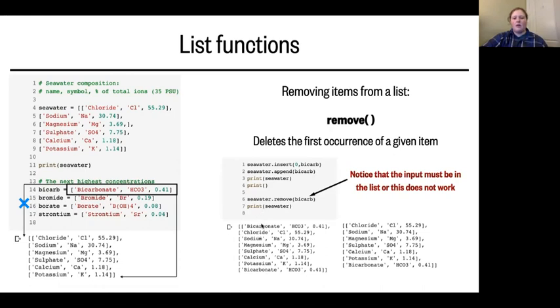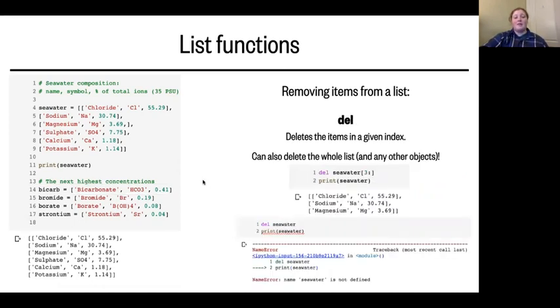And now we say, oh no, I don't want it at the beginning. So what you can say is seawater dot remove bicarb, and that's the bicarbonate item here. And what it's going to do is remove that first item, but it's going to keep the last one intact. So it will just remove the first occurrence of the given item. Notice that the input you have in there has to be in the list, otherwise this won't work. It won't be able to remove something that's not there.